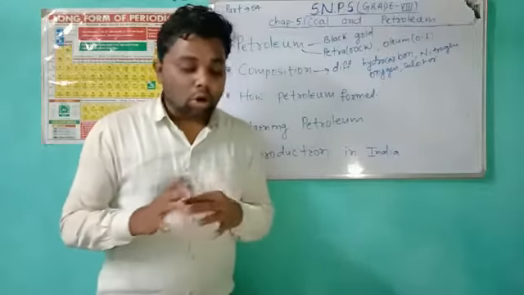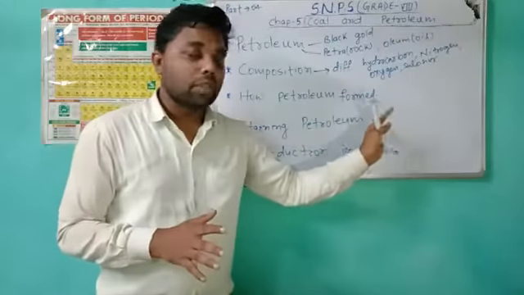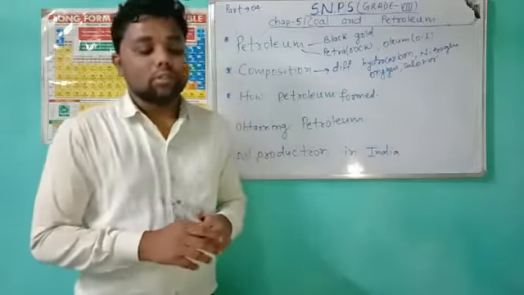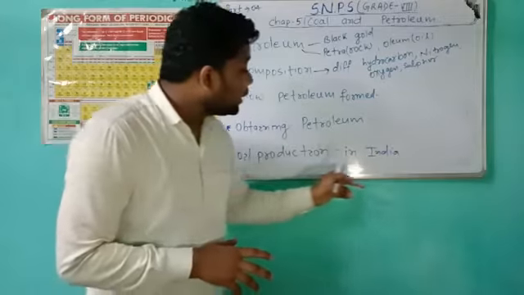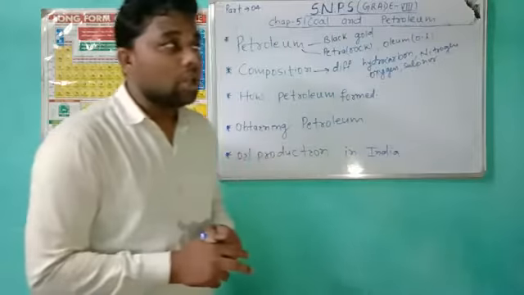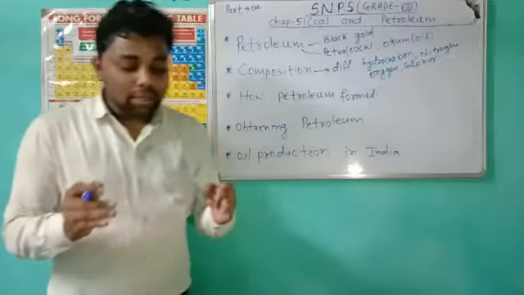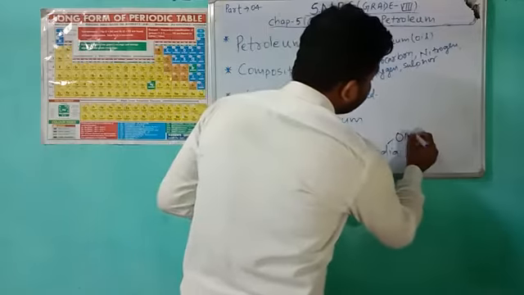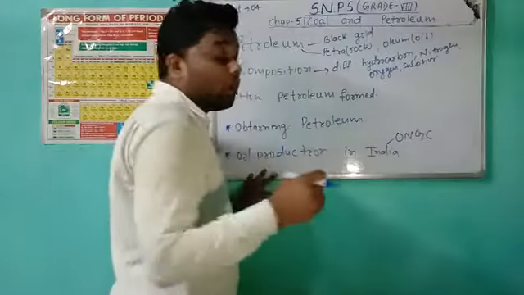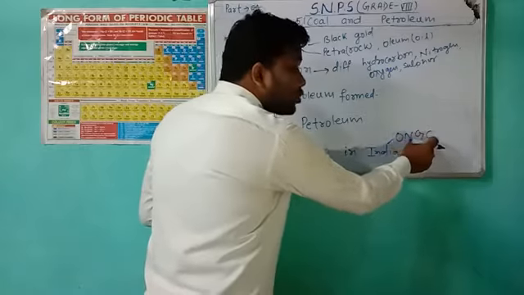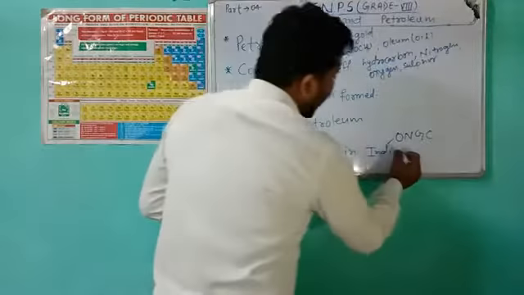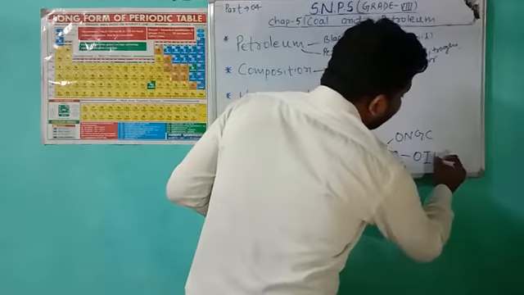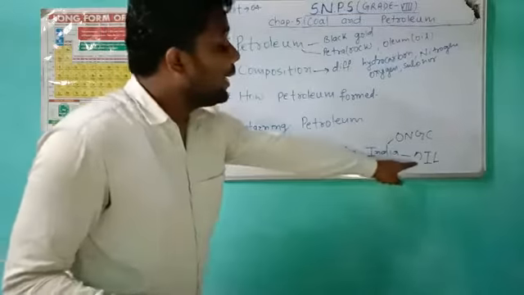So this is all about obtaining petroleum in these four topics. And the most important thing, oil production in India: two agencies. The first agency is ONGC, Oil and Natural Gas Corporation. The next is Oil India Limited, OIL.